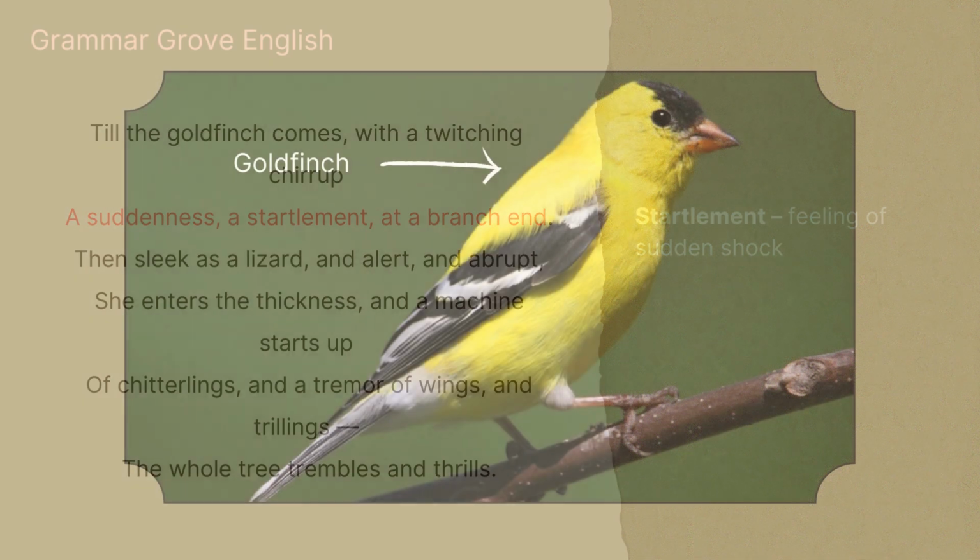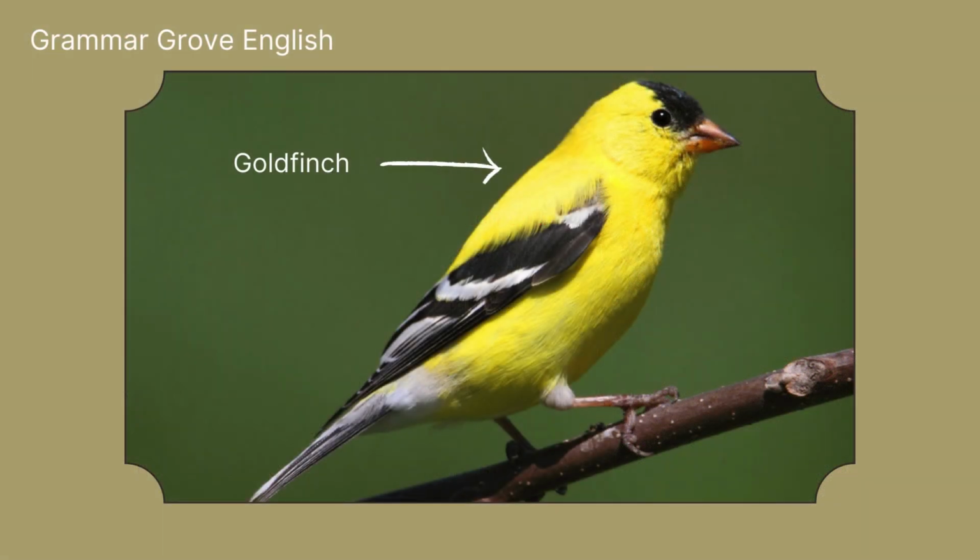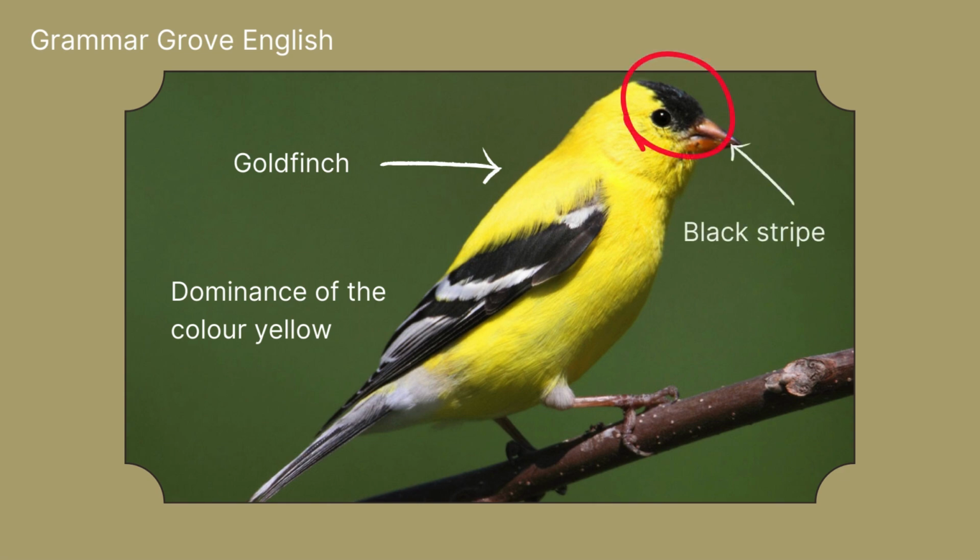The goldfinch bird is a small migratory bird and it is yellow in color. Its feathers are yellow. So again we see the color yellow is very dominant in the poem. It is there all throughout the poem. And the feathers of the goldfinch bird are yellow in color, but it has a black stripe on its head. That's how we can distinguish the goldfinch.